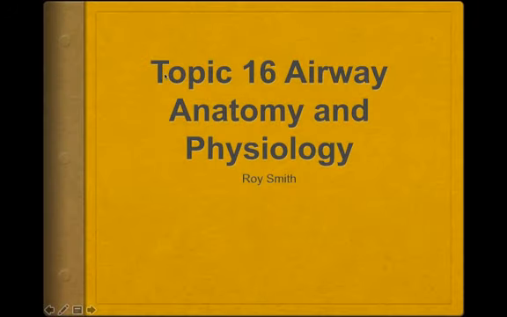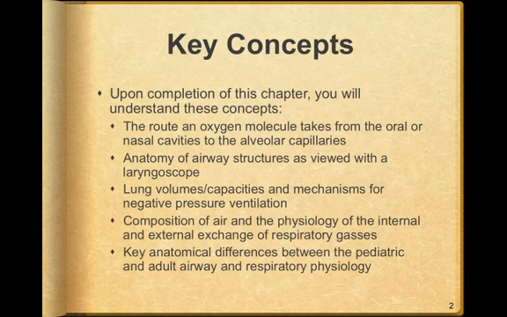This is going to be topic 16, Airway Anatomy and Physiology. After completion of this chapter, you will be able to understand the route an oxygen molecule takes from the oral and nasal cavities to the alveolar capillaries, the anatomy of the airway structures as viewed with a laryngoscope, lung volumes, capacities, and mechanism for negative pressure ventilation, composition of air and the physiology of the internal and external exchange of respiratory gases, and key anatomical differences between the pediatric and adult patients.